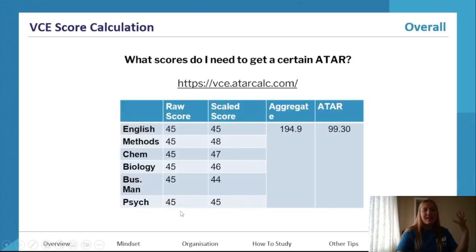These are just, don't take this word for word. It's different depending on what subjects you do. It's different depending on how all the students do that year. It varies depending on a lot of things. So just take these as vague examples, but use the ATAR calculator for your own subjects and look at that instead.